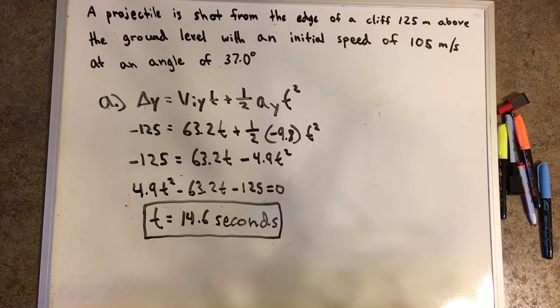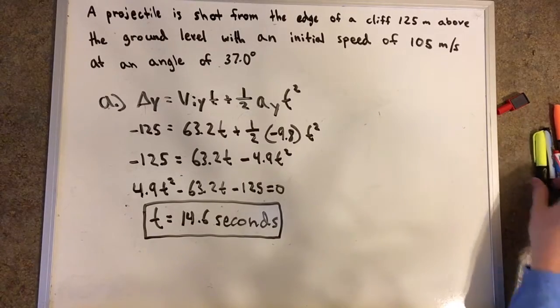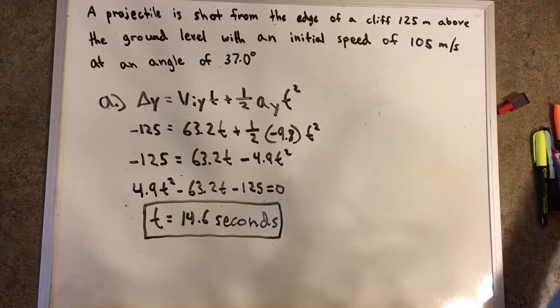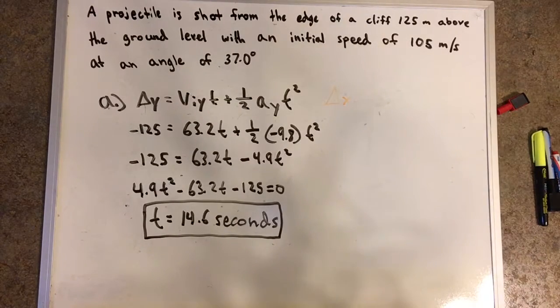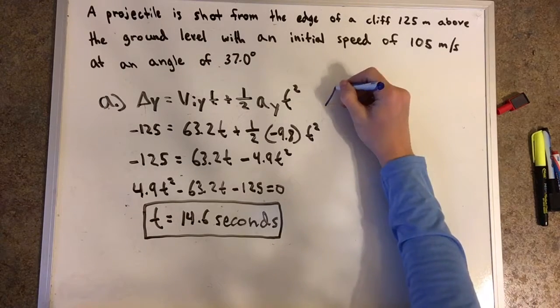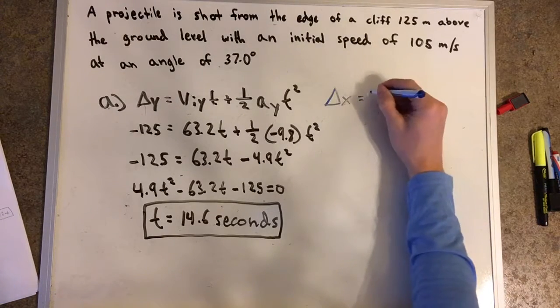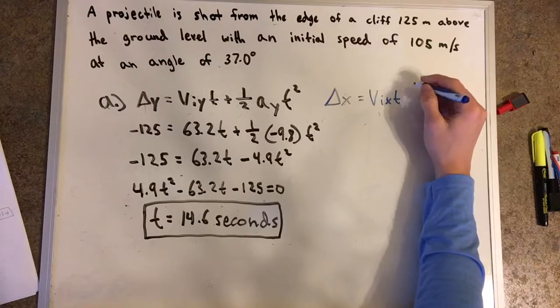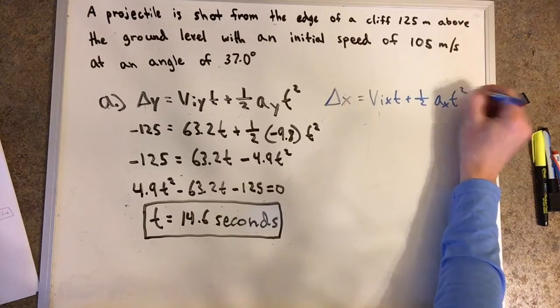Next, determine the range x of the projectile as measured from the base of the cliff. So here we're trying to find delta x. Similarly, it's a similar equation but in the x direction. Delta x equals Vix t plus half ax t squared.